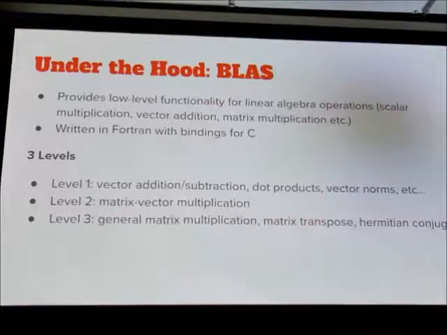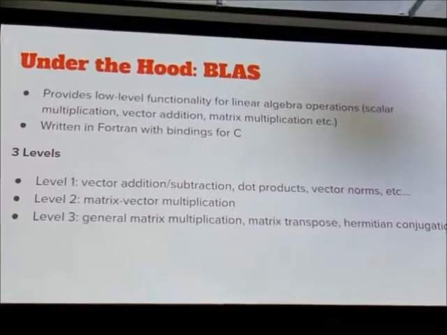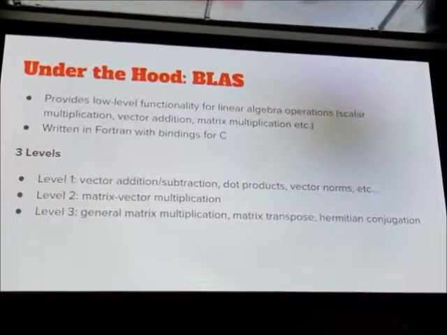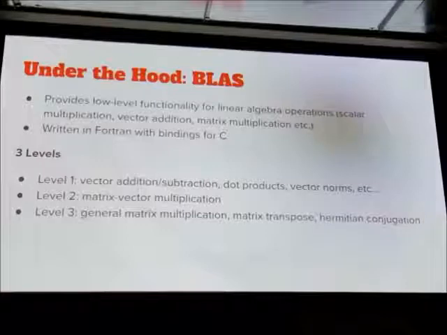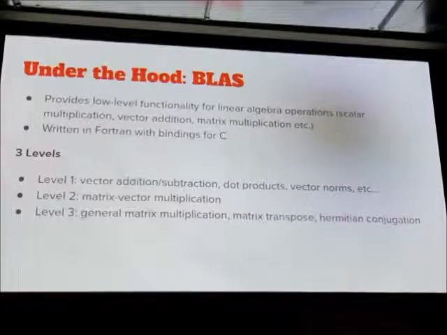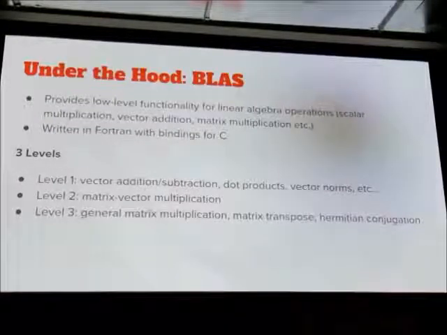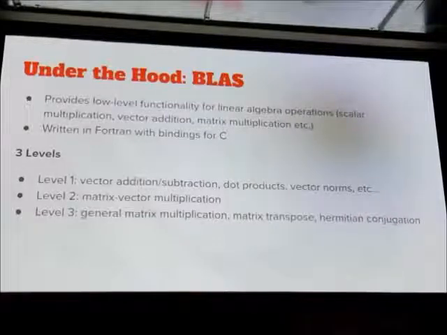BLAS has 3 levels. Level 1 is vector addition and subtraction, dot products, vector norms, basically just vector operations, and it has O(n) operation time, so the size of your data is the order of the operation time. Level 2 is matrix-vector operations, so that could be matrix-vector multiplication, and its operation time is order n squared. And then level 3 is matrix-matrix operations. This could be matrix multiplication, inverting a matrix, transposing a matrix, taking the Hermitian conjugate, and this is on order n cubed.